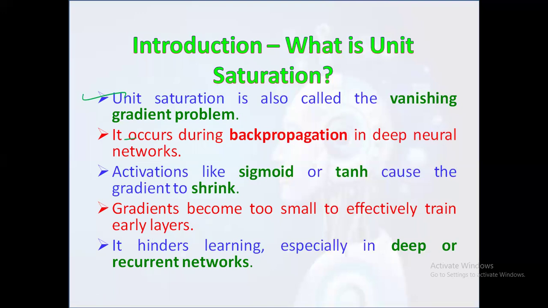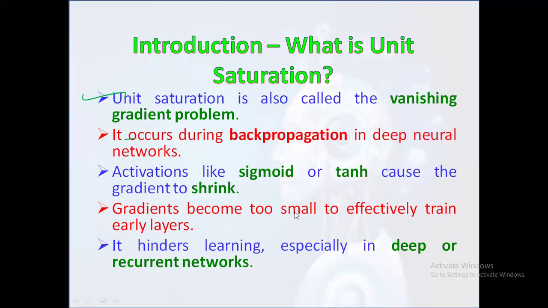Next, activation functions like sigmoid or tanh cause the gradient to shrink. In the sense that the sigmoid and tanh activation functions have derivatives that are significantly less than 1 in most input ranges. When these small derivatives are multiplied across many layers during backpropagation, they can cause the overall gradient to shrink exponentially, which prevents effective weight updates.